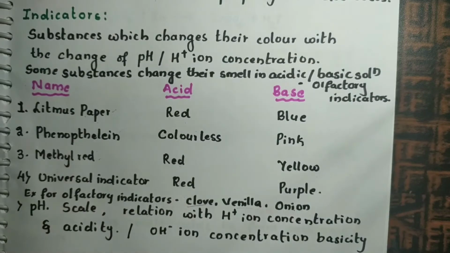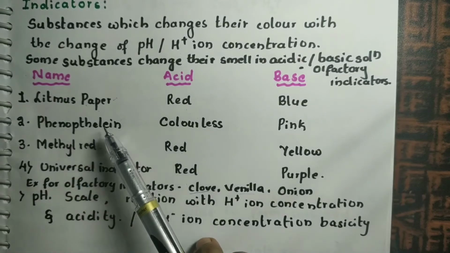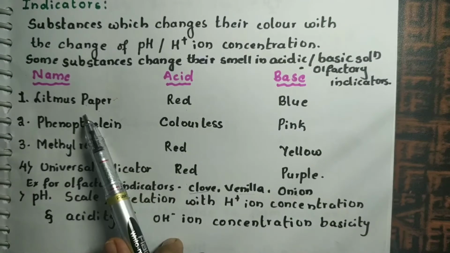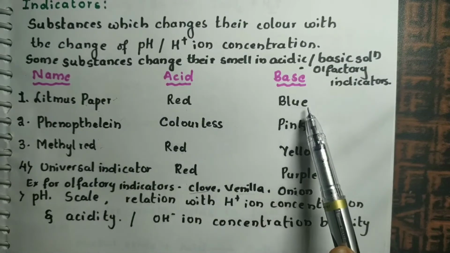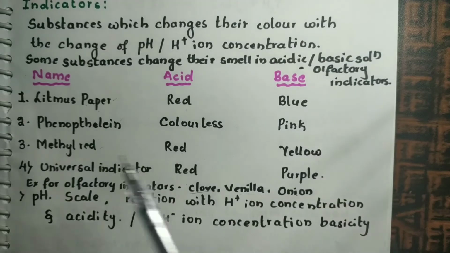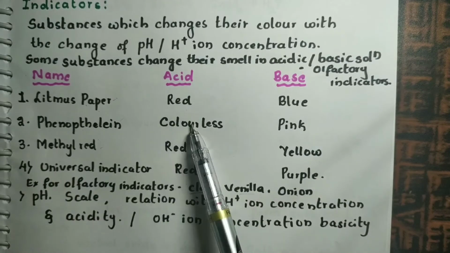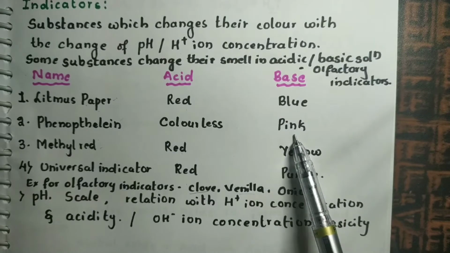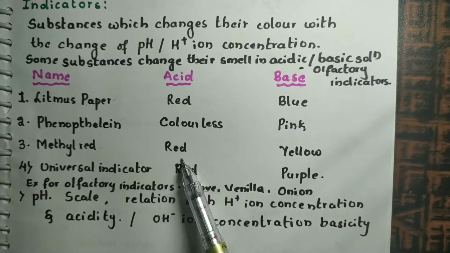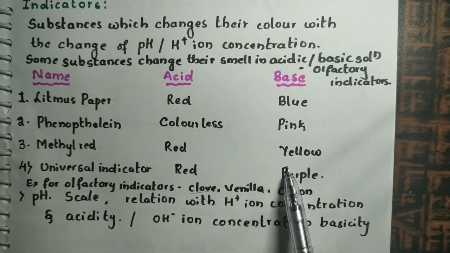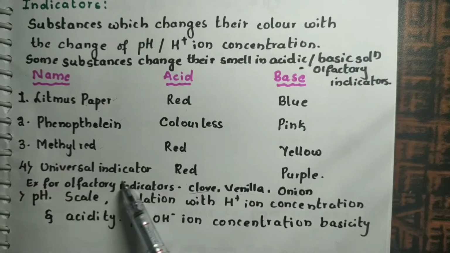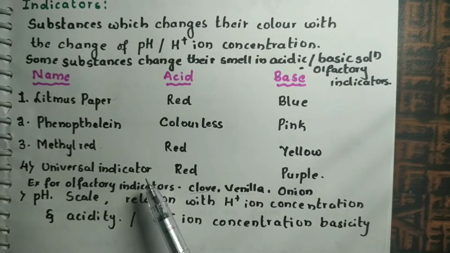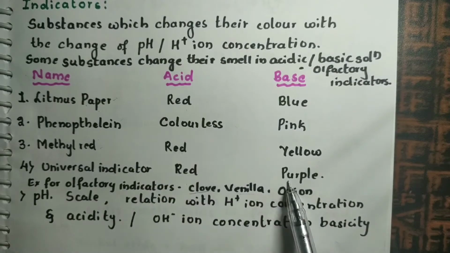Let us see a few of the indicators and how they change in the acidic and basic solutions. First one is litmus paper. Litmus paper changes its color to red when it is in the acidic solution, and when it is in the basic solution it changes to blue color. Phenolphthalein becomes colorless in the acidic solution and a beautiful pink color in the basic solution. Methyl red will be red in acidic solutions and it changes to yellow when it comes in the basic solution. Universal indicator is made up of a mixture of many of the indicators. It becomes red in the acidic solution and purple in the basic solution.